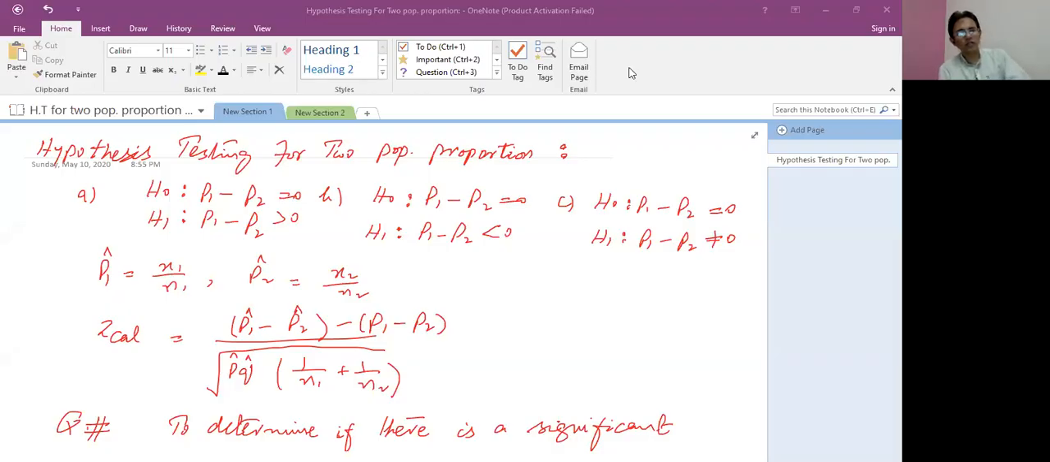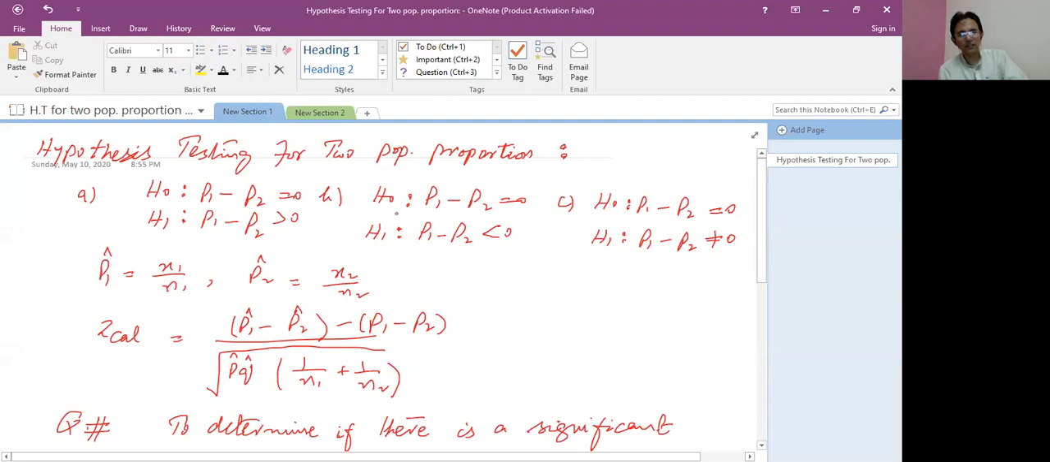Today we will talk about hypothesis testing for two population proportions and hypothesis testing for dependent random samples, paired observations. So these are the two topics we cover in this lecture.